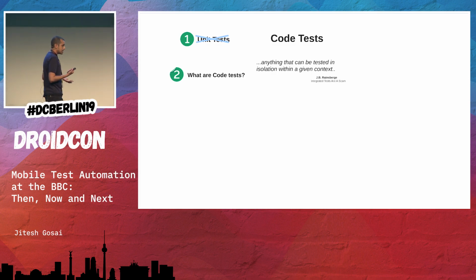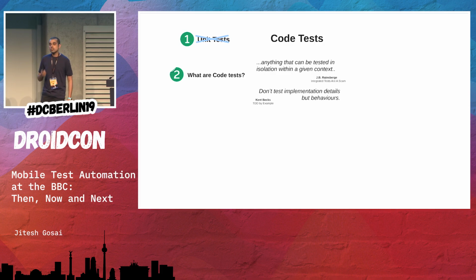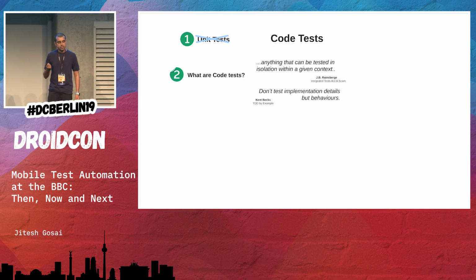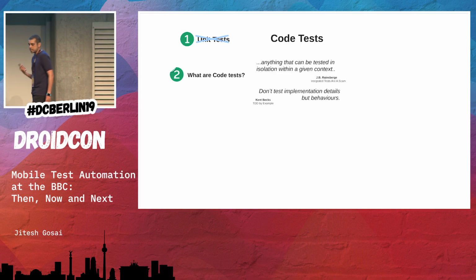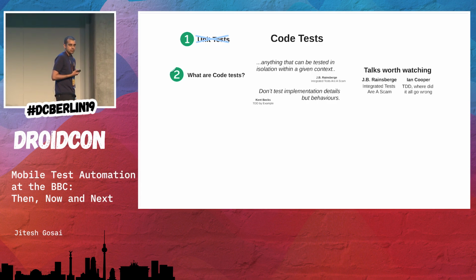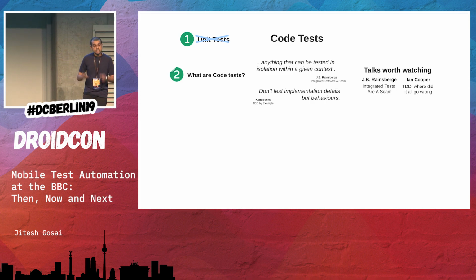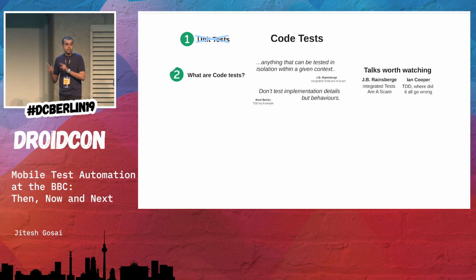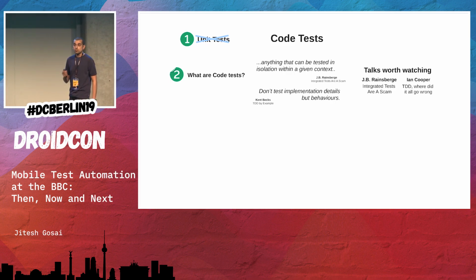According to J.B. Rainsberger, it's anything that can be tested in isolation within a given context. According to Kent Beck from TDD by Example, you should be testing behaviors, not implementation details. Now, unfortunately, I don't have time to go into both these talks, but they are very much worthwhile looking at. One is J.B. Rainsberger's Integrated Tests Are a Scam, and the other is Ian Cooper's TDD, Where Did It All Go Wrong? But for now, these are the principles that we were going to stand by for writing unit tests.